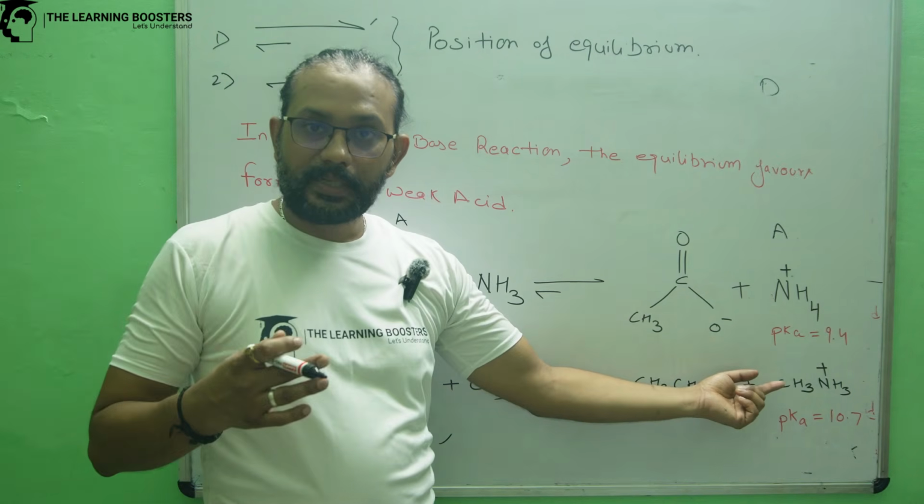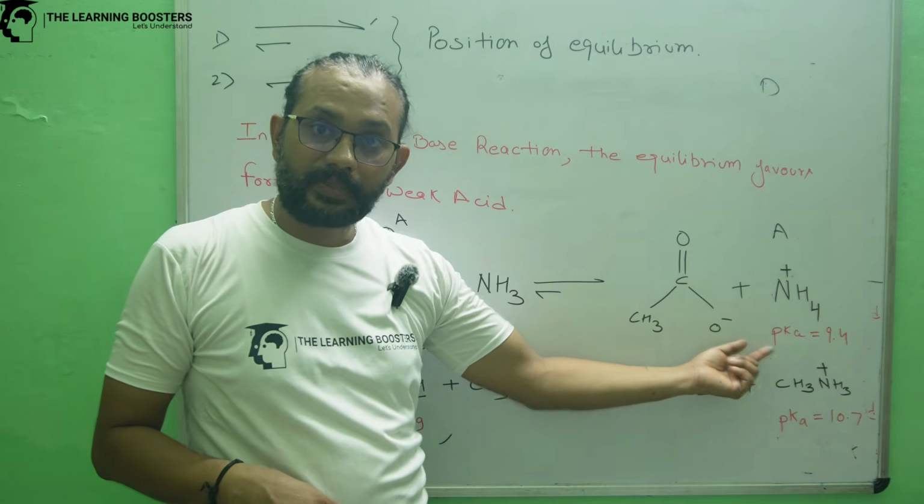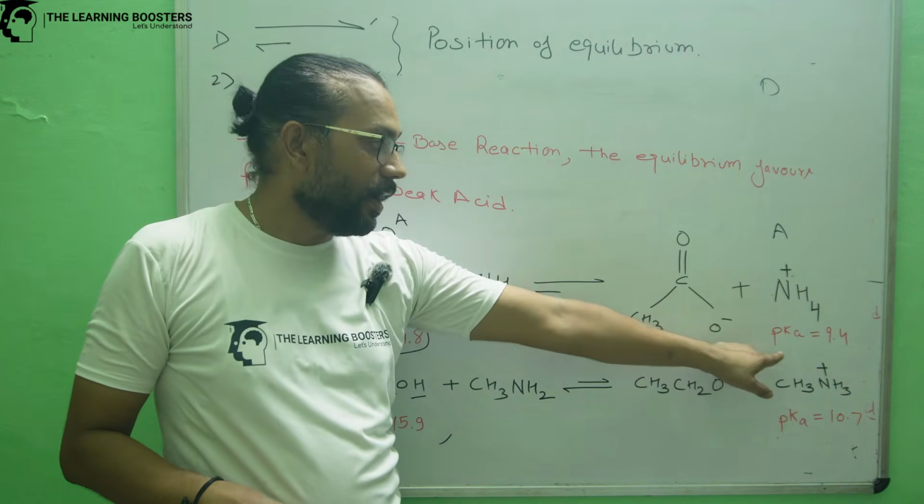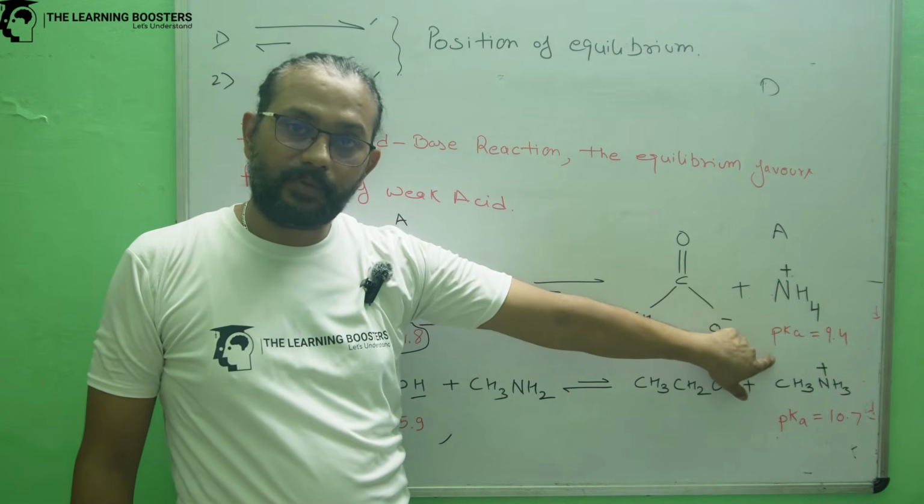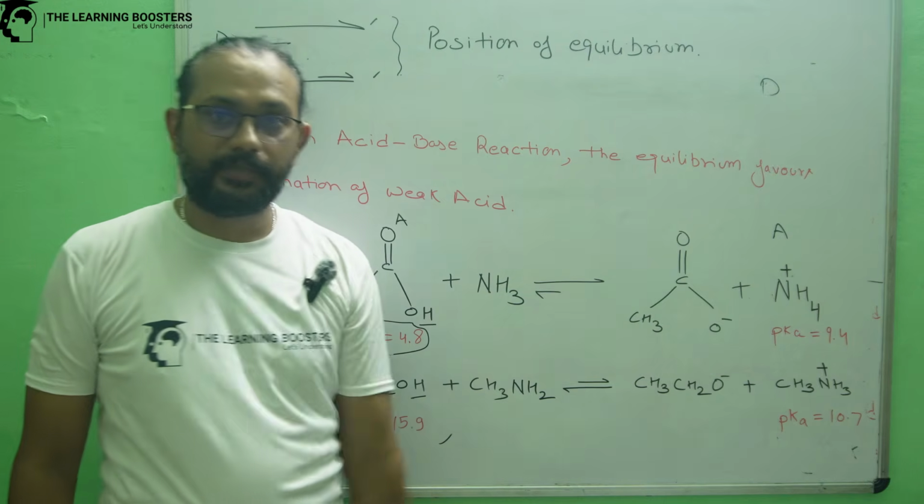So which one is the weak acid? The one with the higher pKa value. Comparing the two acids here, the higher pKa value is observed for the ammonium ion. So the reaction is forward, toward the NH4.